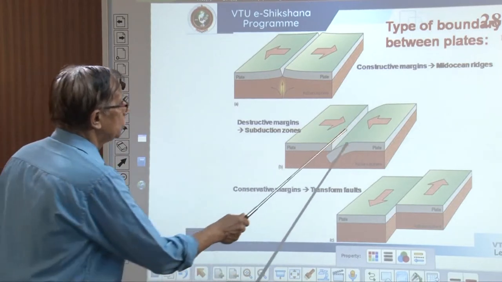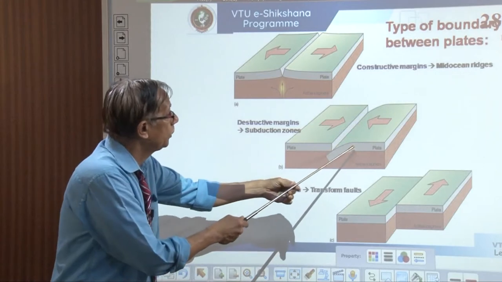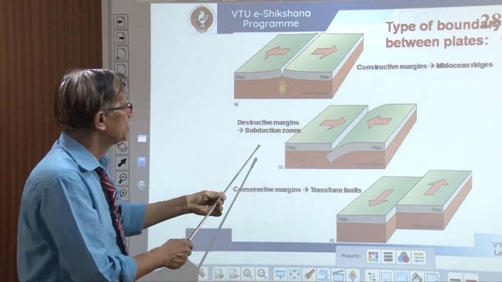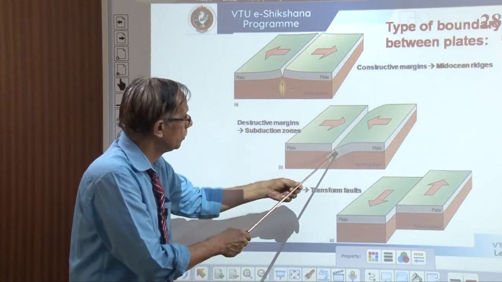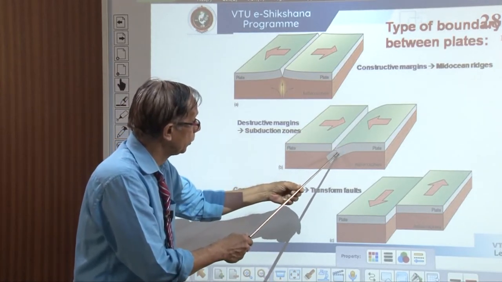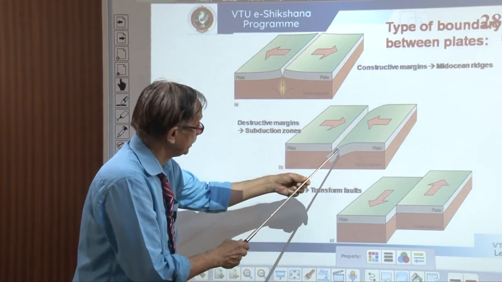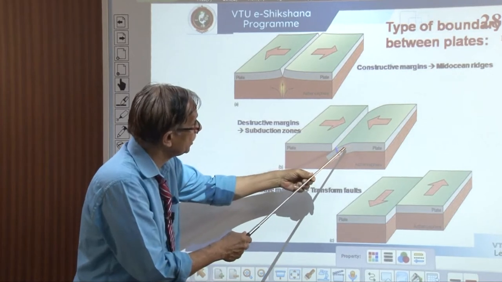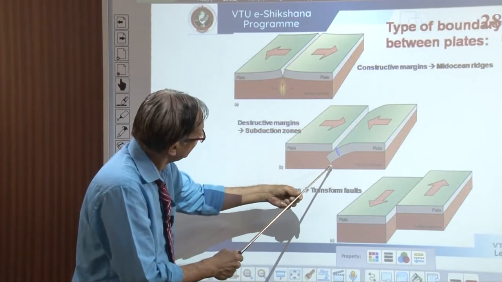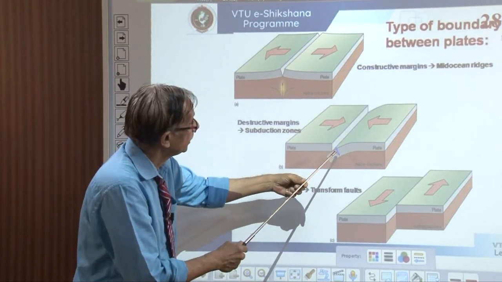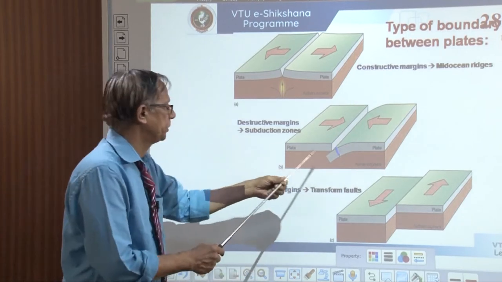New materials added. Now, these two plates come and collide. One plate moves below the other. This we call a destructive margin. Part of the crust moves down, it may even break down and sink, and it may melt and form magma. Therefore, the existing crust moves below, may melt, and is lost. This is crust destruction taking place, a destructive margin.